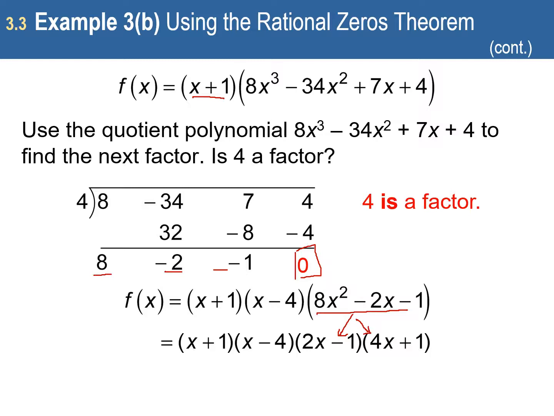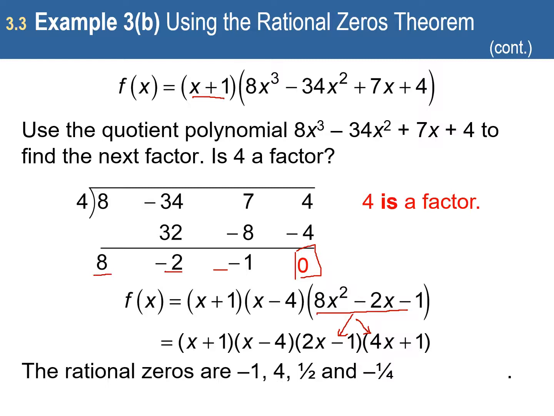So I can fully factor a higher order polynomial using the rational zeros theorem. If I wanted to find the rational zeros, you take each term and set it equal to 0. So x is negative 1, 4, 1/2, and negative 1/4.